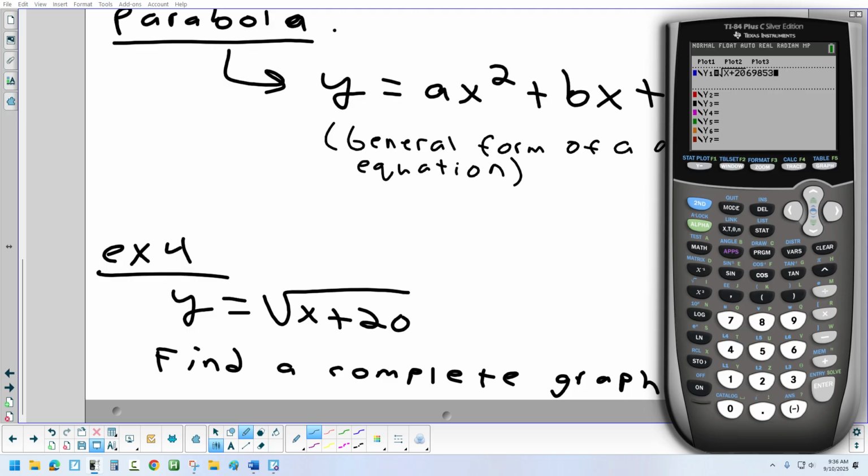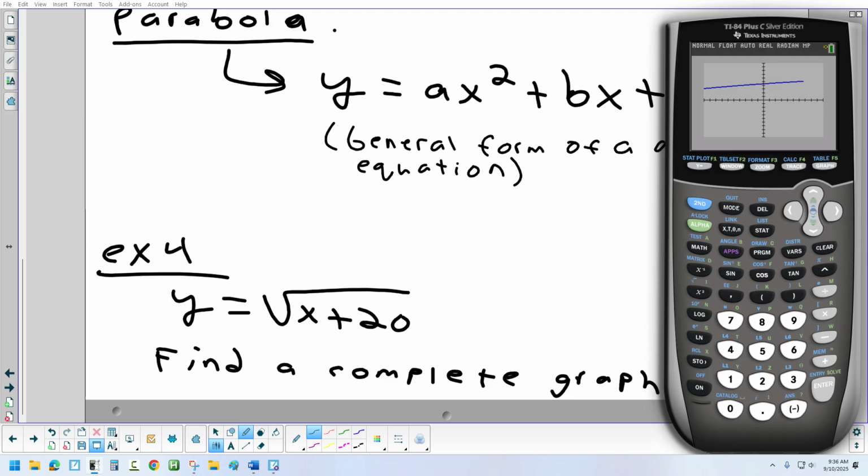Now you can type in numbers that are not under the square root. Right? I don't want those numbers, so I'm just going to get rid of them and put it as square root of x plus 20. All right, let's try zoom 6 and see how that looks.